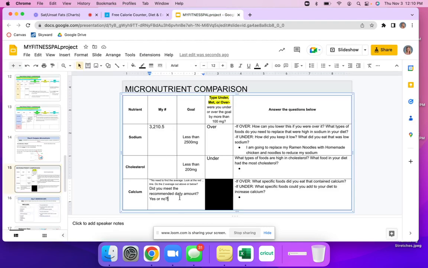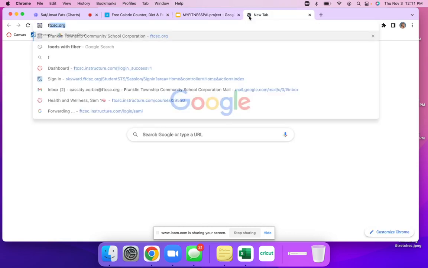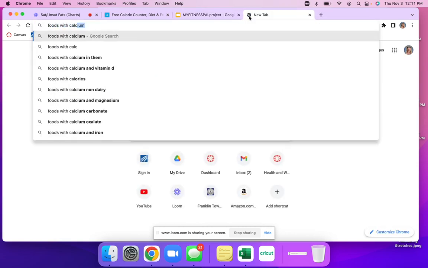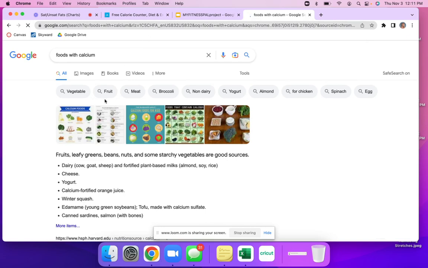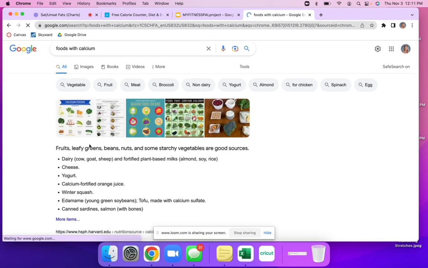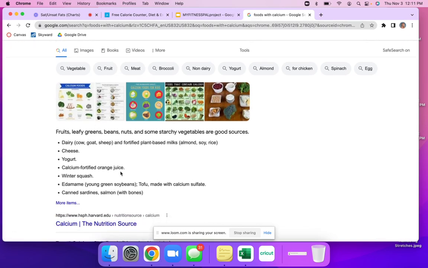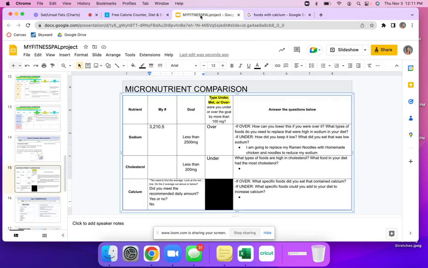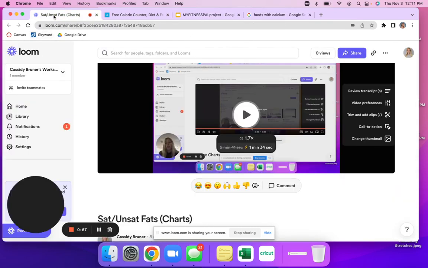So then it says, did you read the recommended daily amount? Yes or no? I would write no. And then it says, if over, that doesn't apply to me. I was under, what can I add to my diet to increase calcium? So I would need to write foods that have calcium. If you don't know, you go foods with calcium. And then you would write something that you would actually eat that has calcium, okay? And then you have finished the micronutrient portion of this project.